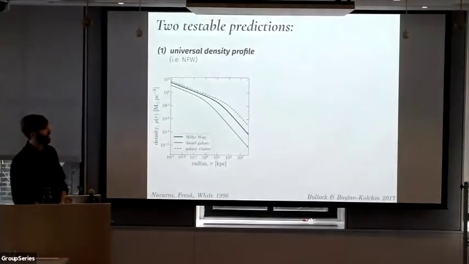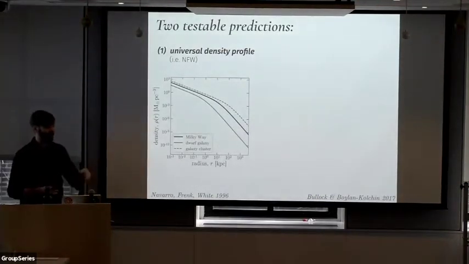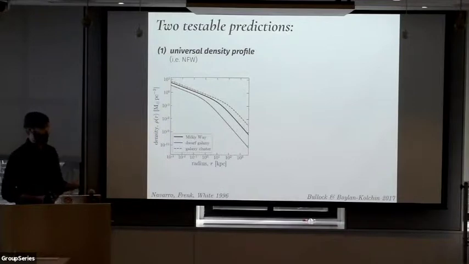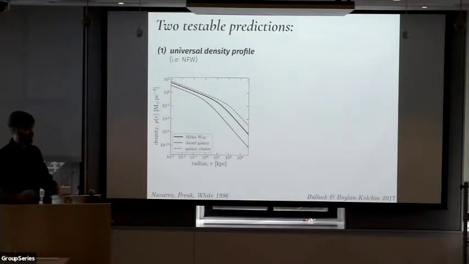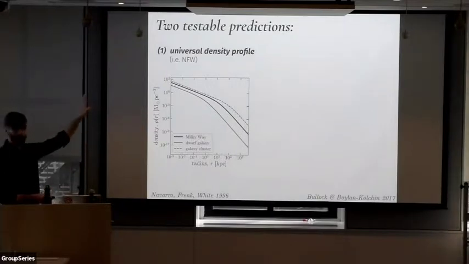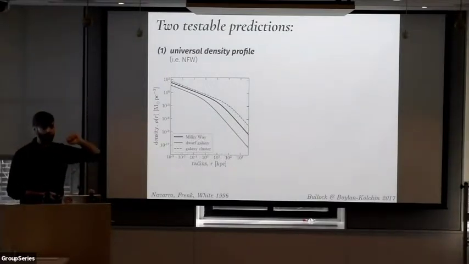And that's why I'm only going to focus on two predictions that seem to be generic, or things we can test. They're not even predictions, they're just things we can check for. One is this so-called universal density profile that dark matter tends to have on large scales.